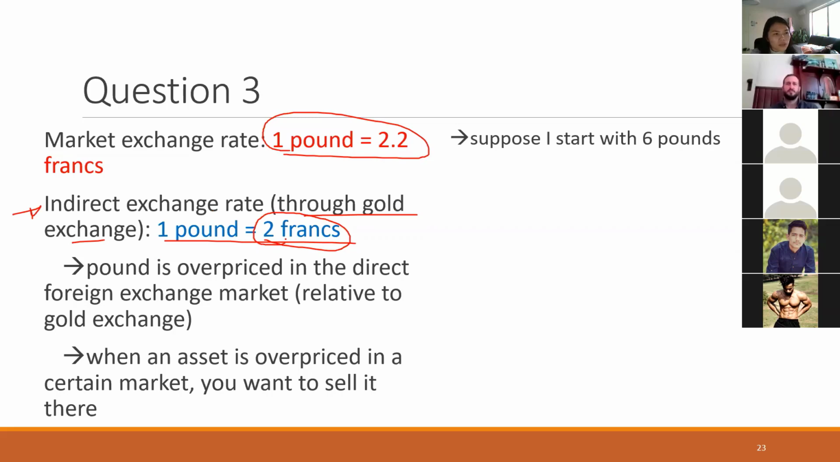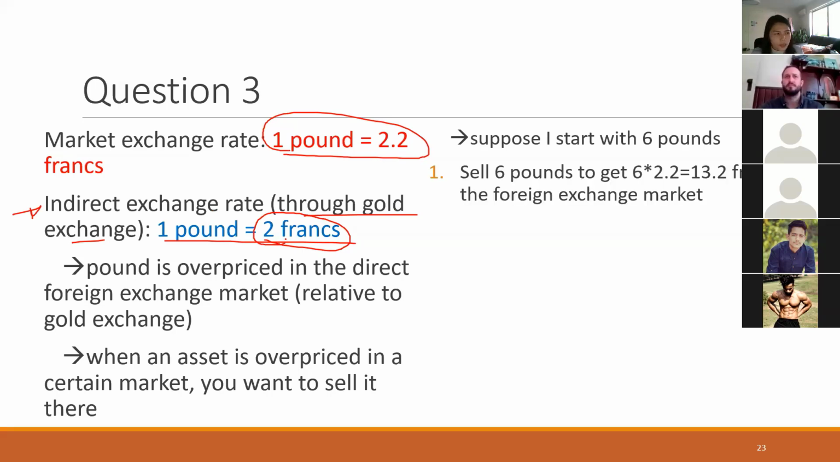So suppose I start with £6 just for convenience, because 1 ounce of gold is equal to £6. If I have £6, I'm going to be selling these pounds to get 13.2 francs. I'm going to go to the market and exchange the pounds for francs at 2.2. For every pound, I get 2.2 francs. So with £6, I'm going to have 13.2 francs from this transaction.